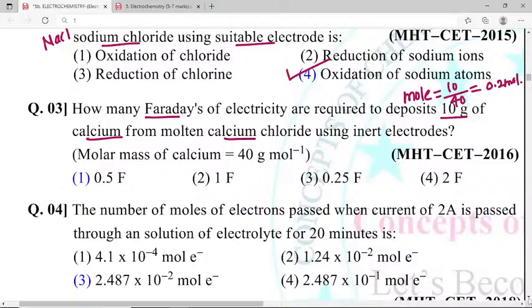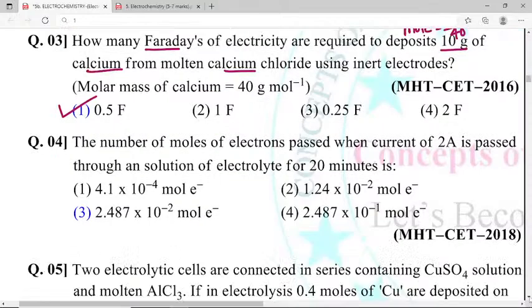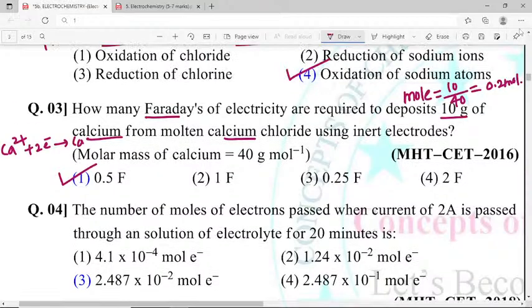0.5 is your answer. Get it? How many Faradays? 0.2 mole. So for 2 mole, that's 1 mole of calcium. Ca2+ plus 2 electrons gives calcium. So for 1 mole of calcium, 2 mole electrons are required. So for 0.25 mole, how much is required? This is required as 0.5 mole, 0.5 Faraday.